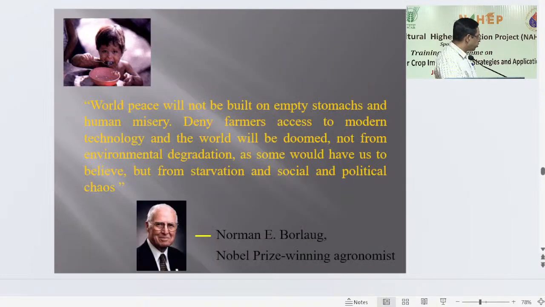So this is from Norman Borlaug, a Nobel Prize winning agronomist. World peace will not be built on empty stomachs and human misery. Deny the farmers access to modern technology and the world will be doomed, not from environmental degradation, as some would have us believe, but from starvation and social and political chaos.